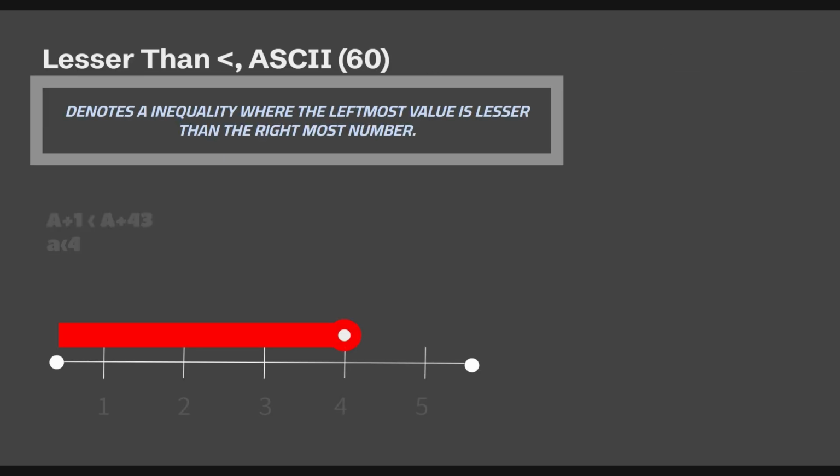Less than denotes an inequality where the leftmost value is less than the rightmost value. As shown in the number line diagram, a is less than 4, denoting all numbers on the number line less than 4, not including 4, can be a.